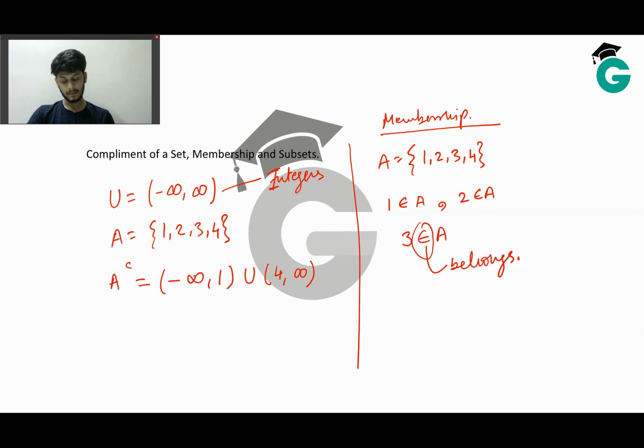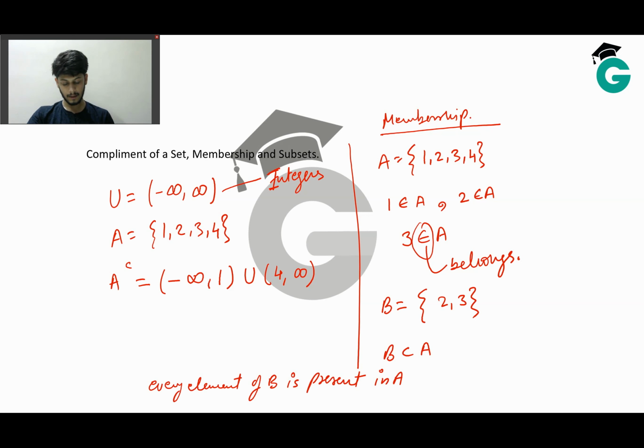What is a subset? Suppose that you have a set B is equal to 2 and 3. So B is a subset of A, which means that every element that is in B is also in A. In definition, if every element of B is present in A, then B is a subset of A.